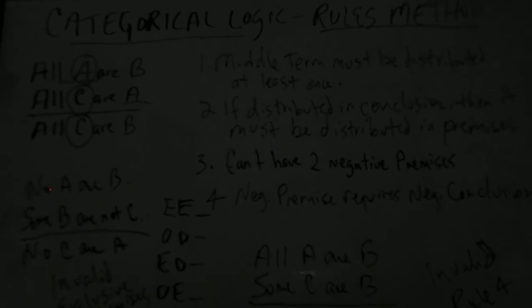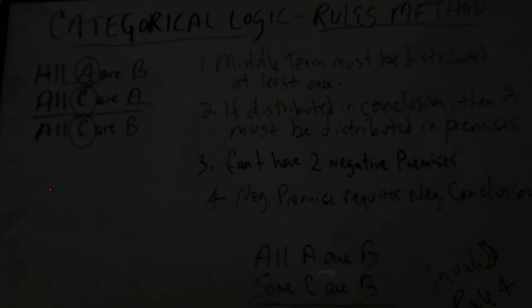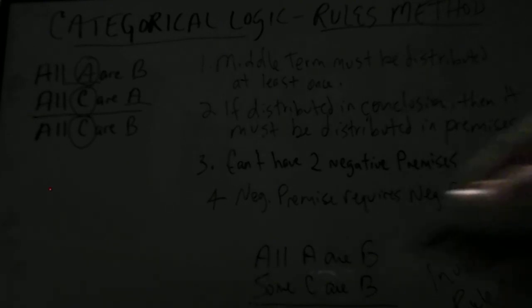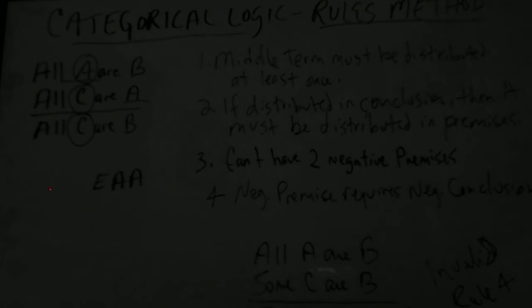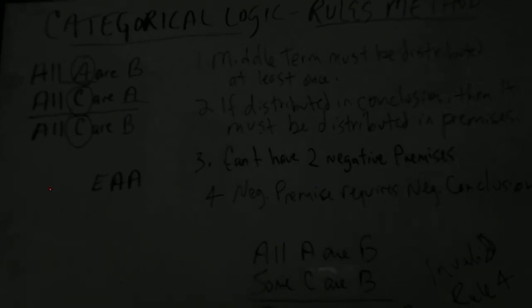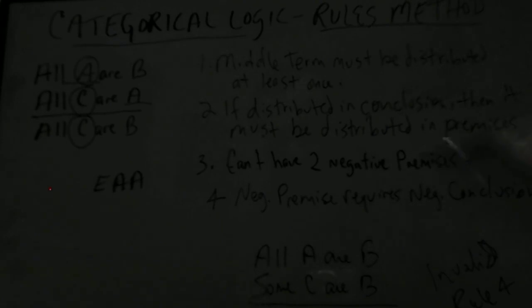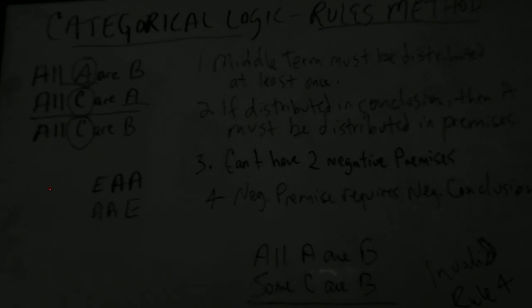And once again, this is another one where you wouldn't actually have to see the whole argument written out. All you'd have to do is look at the mood, and you'd be able to tell whether it met this criteria or not. I won't give you all of them because there's a lot. But if you have, for example, EAA, you can see E is a negative premise, but A is a positive conclusion, so that wouldn't work. If we have AAE, you have two affirmative or positive premises, but your conclusion is negative.